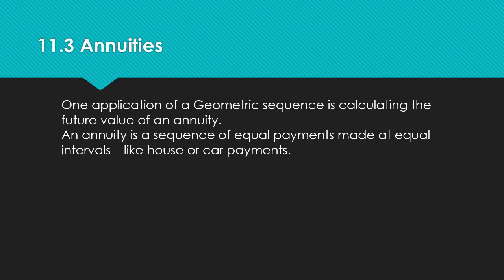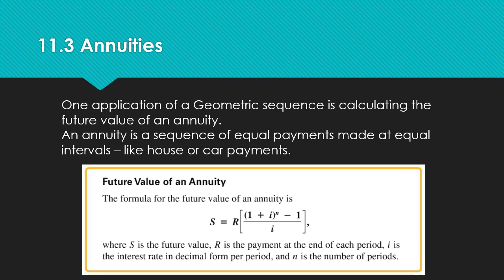An application of geometric sequence is calculating the future value of an annuity. Now, an annuity is a sequence of equal payments that you make at equal intervals, like house payments or car payments. The formula for it looks like this. We have S equals R times 1 plus I to the n minus 1 over I. S is the future value, R is the payment at the end of each period, I is the interest rate in decimal form per period, and n is the number of periods.